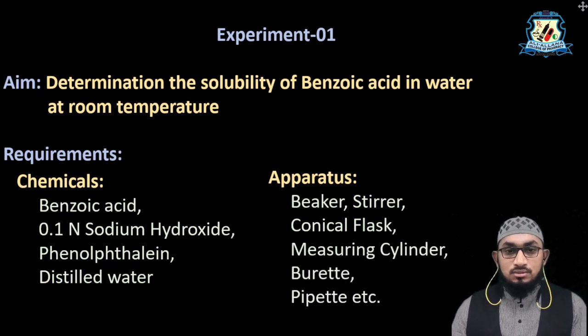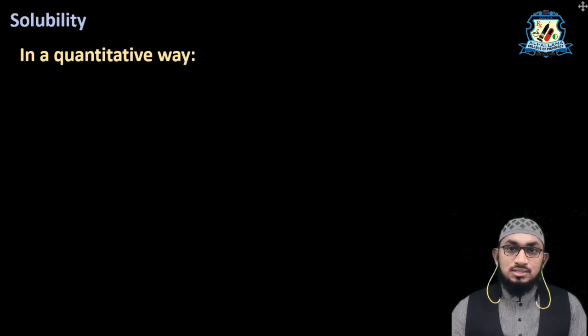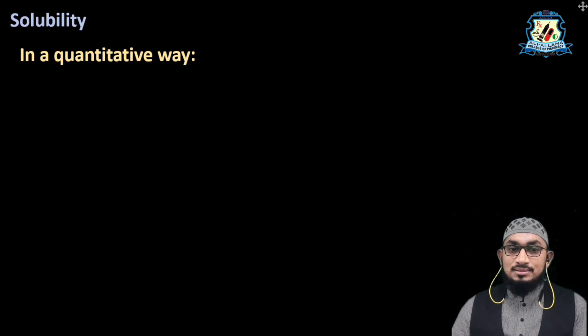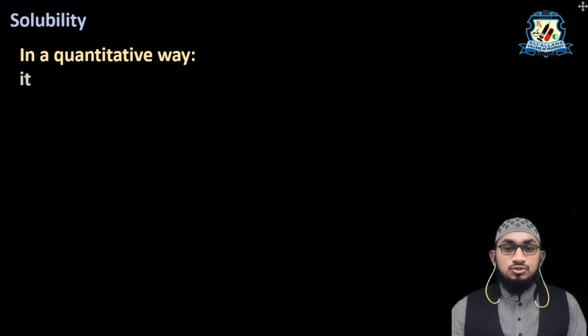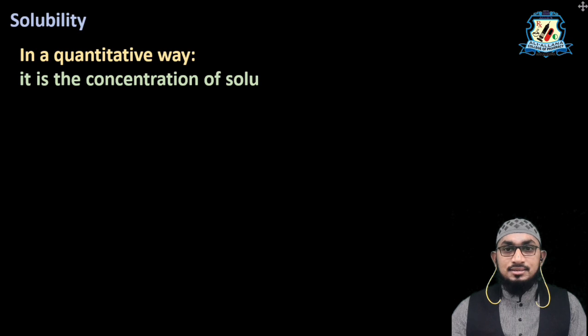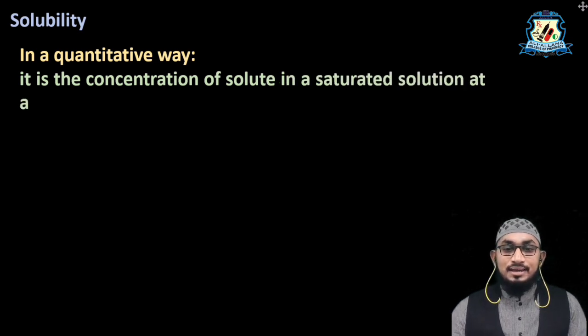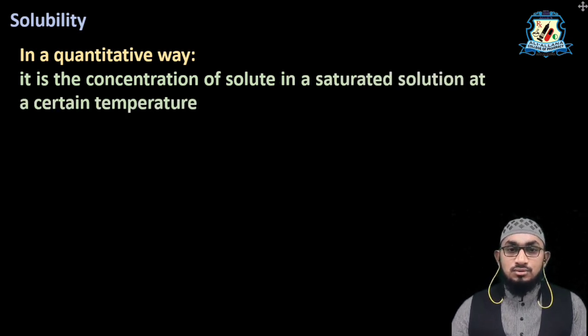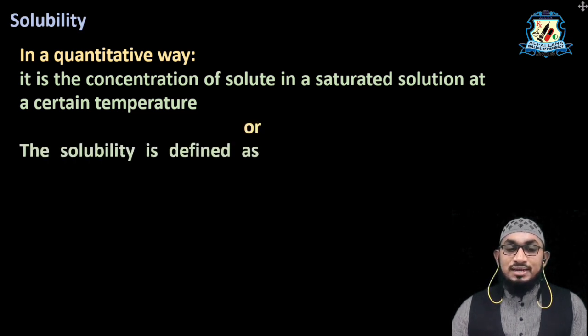First we will see the definition of solubility in brief. So solubility can be defined in two different ways. First one is quantitative and second one is qualitative. In the quantitative way, solubility can be defined as the concentration of the solute in a saturated solution at a certain temperature, or we can define it as the concentration of solute in solution when it is in equilibrium with the solid substance at a particular temperature.